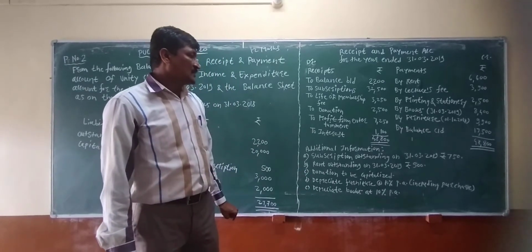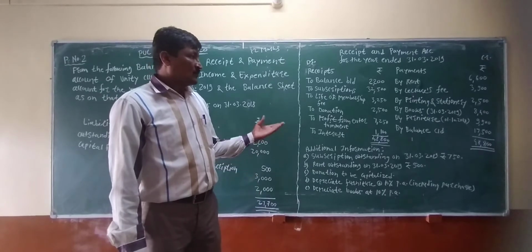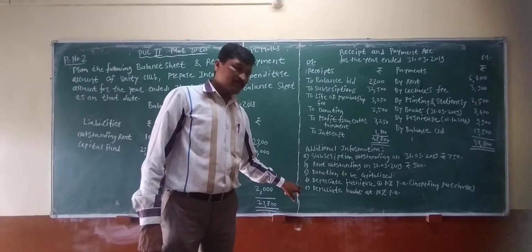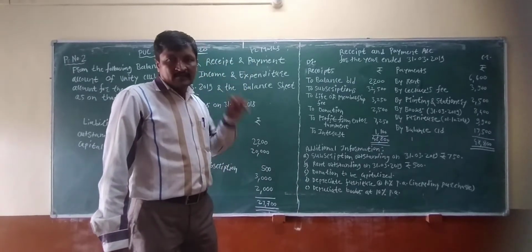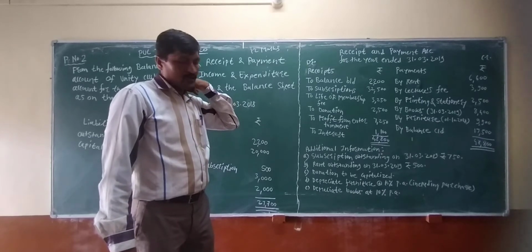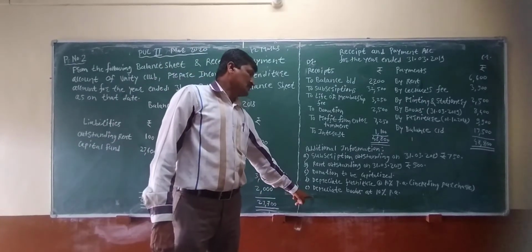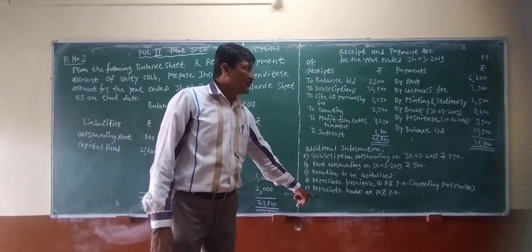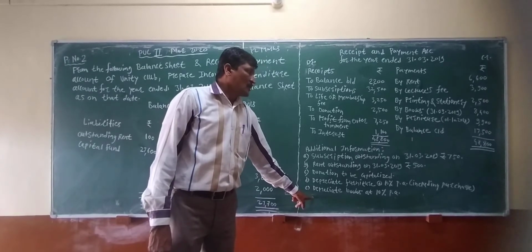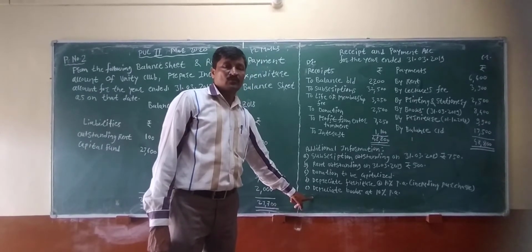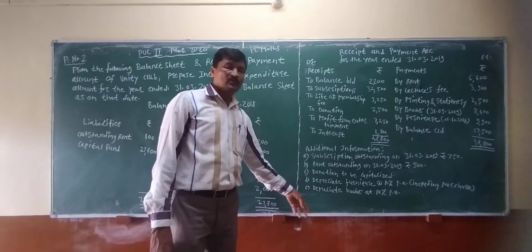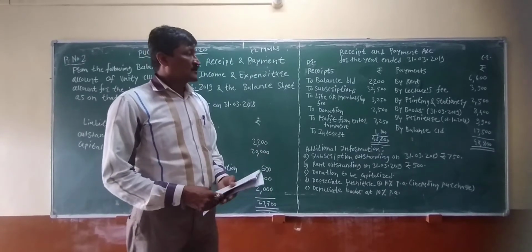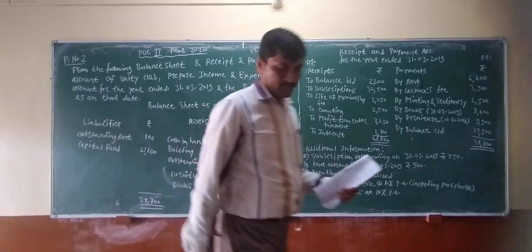Depreciate furniture at 10%, including purchase, so new and old furniture are both included. Furniture is reduced by the depreciation amount, and depreciation is shown on the expenditure side. Depreciate books at 10% per annum, only for old books, not including the new purchases of this year. So remember it. As it is, we can solve the example. Next, we see how to solve the example.